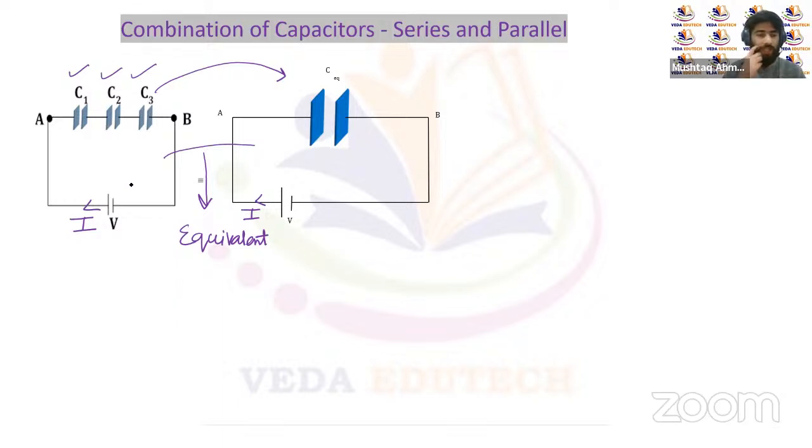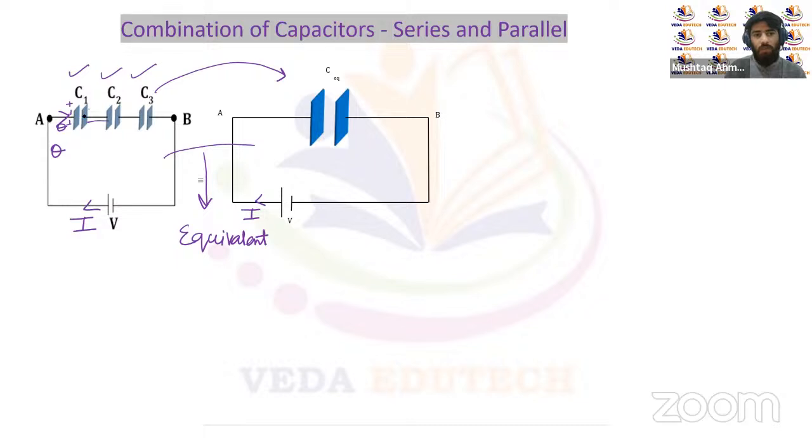In series combination, what do we have? The two ends of two consecutive capacitors are directly connected to each other, or we can say that the current or the charge flowing through the capacitors is the same. If the charge flowing through the capacitor is the same, it means that the same amount of charge will be on each and every plate of the capacitors which are in series.